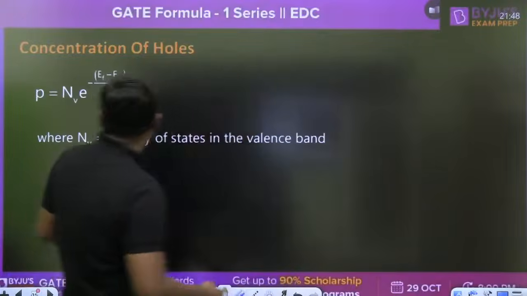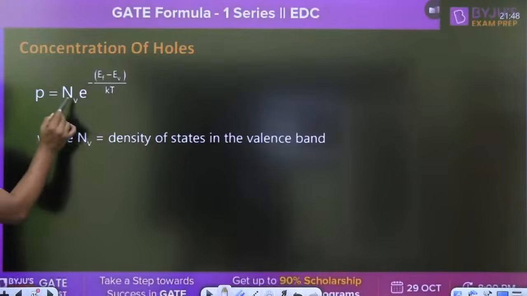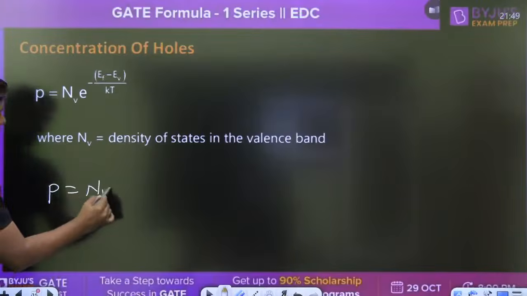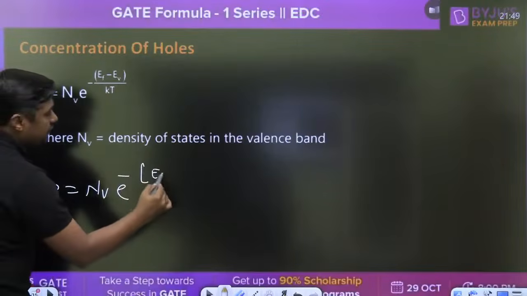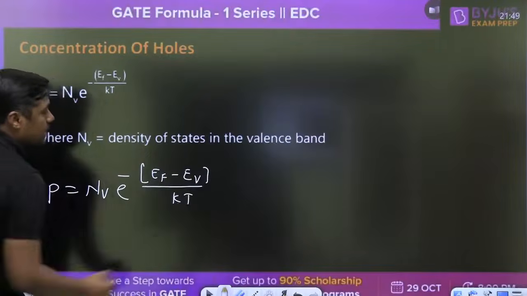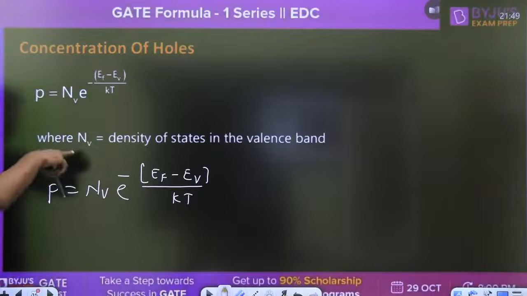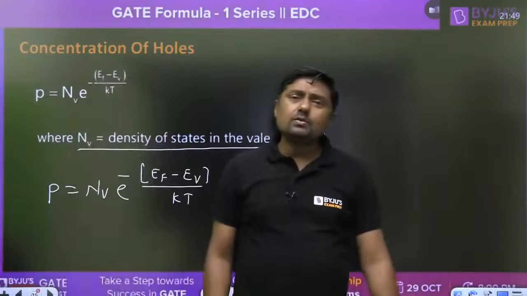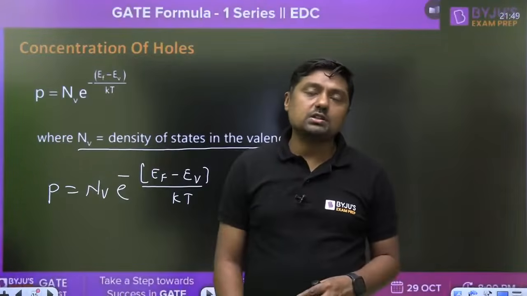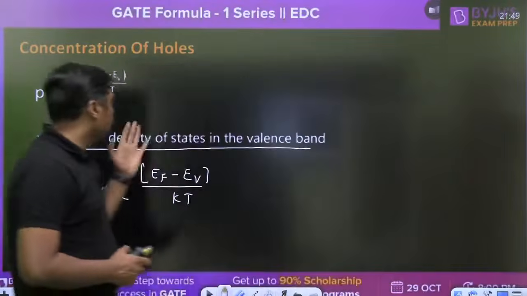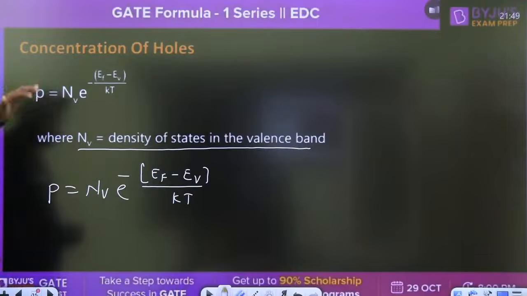Similarly, the concentration of hole is given by Nv e raised to power minus (Ef minus Ev) by kT, where Nv is the density of state in valence band. So they will provide you the data, what is the value of Nv and what is the value of Nc, or they will give you the relation between Nv and Nc.